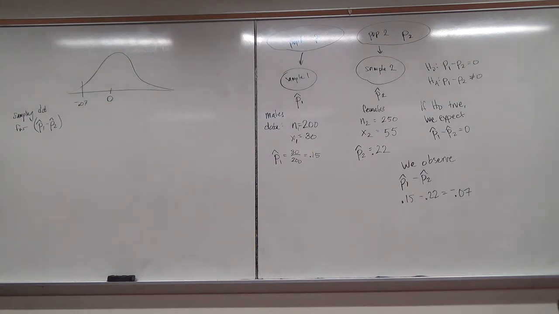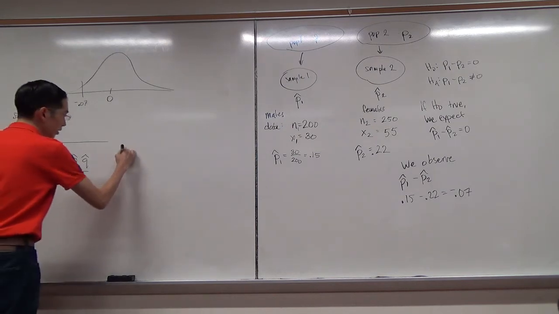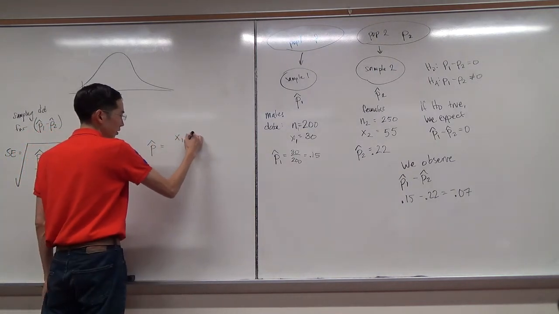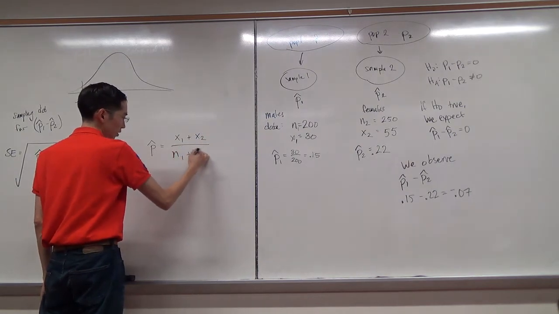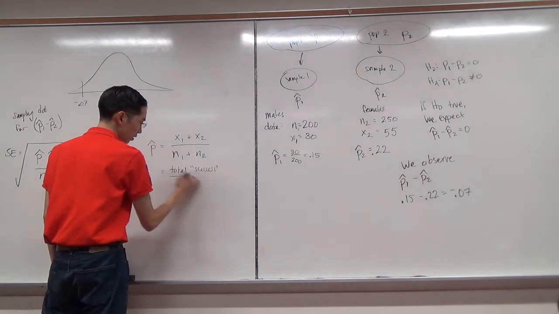All right, so what matters now is the standard error, or the standard deviation of our sampling distribution. I think it'll just be easiest if I just tell you the formula to use rather than trying to explain where it's coming from. So this is P hat Q hat over N1 plus P hat Q hat over N2, where, notice, there's no ones here. P hat is equal to the total successes over the total observations.